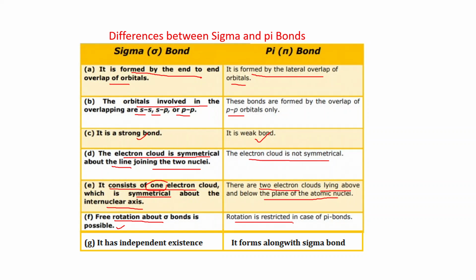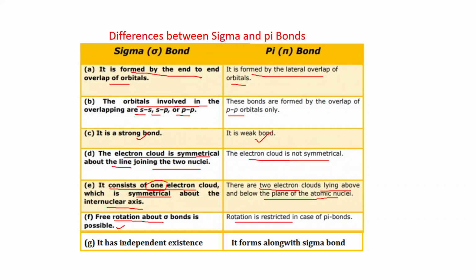If we keep one atom fixed and try to rotate another atom, then if single bond or sigma bond is there, this rotation is possible, because in this case there is only one electron cloud which is symmetrical, while in case of pi bond, electron cloud is lying above and below the plane, and if we try to rotate, that electron cloud will break down. Okay, that's why rotation is restricted in case of pi bond.